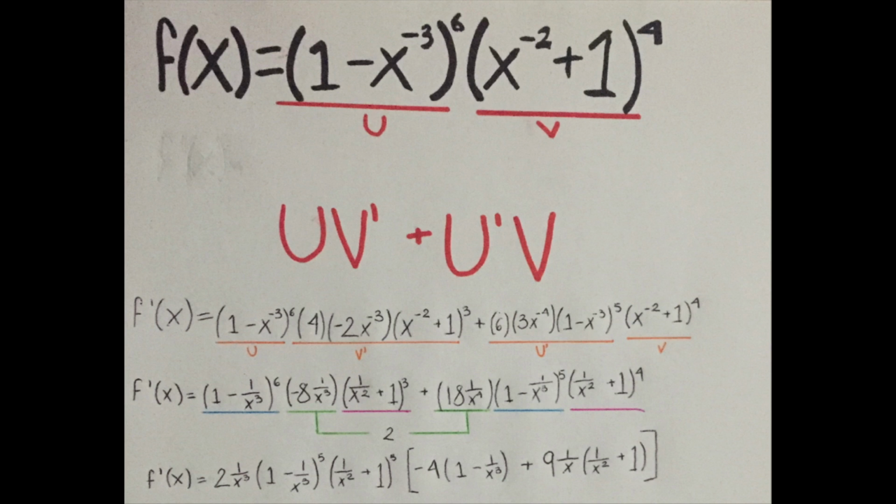in this case minus 4 times (1 minus 1 over x to the 3) plus 9 times 1 over x times (1 over x to the 2 plus 1). And this is going to be our final result to our derivative equation.